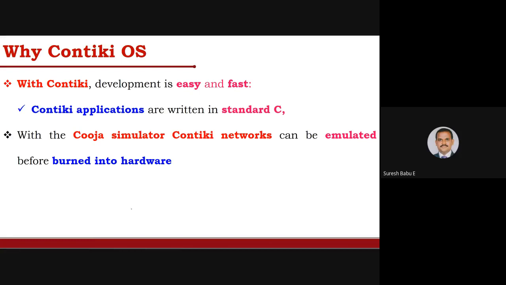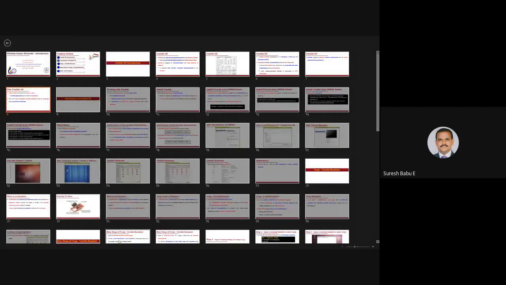And then we are going to see that Contiki applications are usually written in standard C, and they are very fast and easy. We are going to have one more simulator called Cooja. Cooja is a simulator, or we can call it an emulator, which works on Contiki networks and lets you burn directly into the hardware once you have simulated. That's the beauty we have, especially with Contiki OS.